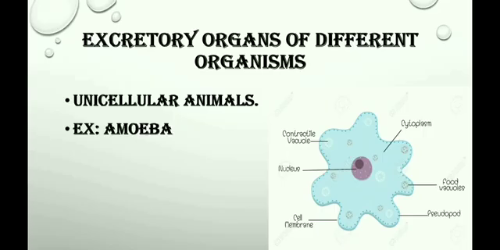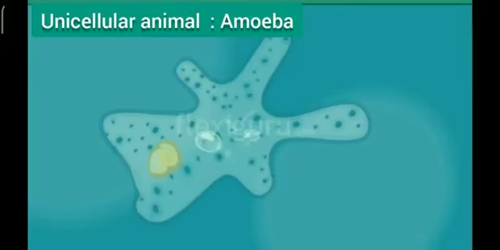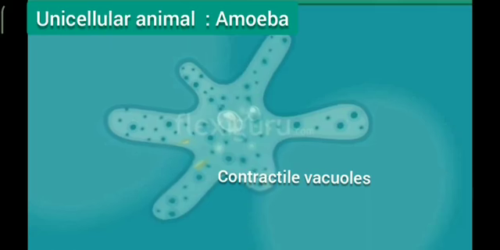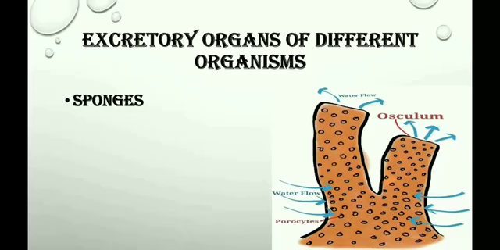Now let's study in detail about excretory organs of different organisms. First we'll see about unicellular animal. Example is amoeba. Amoeba has contractile vacuoles which collect and discharge waste products. Sponges. Excretion takes place by diffusion of waste product in water, which is discharged through osculum.